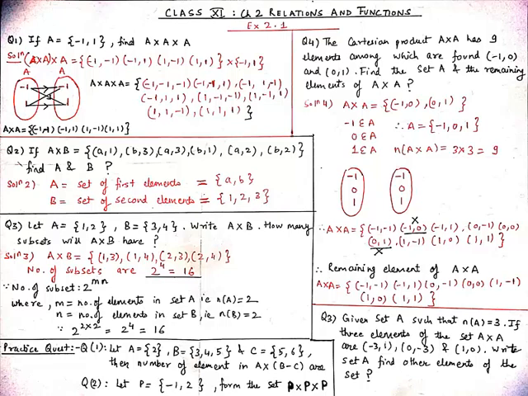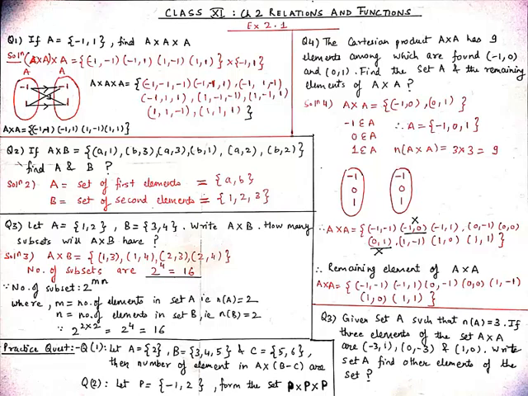And now our third question for today is, let A be equal to {1, 2} and B be equal to {3, 4}, then write A cross B, and how many subsets will A cross B have. Now we know how to find the Cartesian product of two sets. So A cross B will be equal to {(1, 3), (1, 4), (2, 3), (2, 4)}.